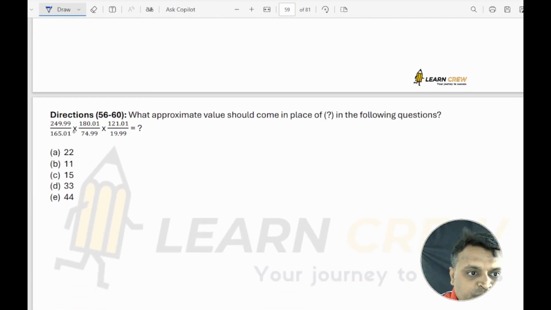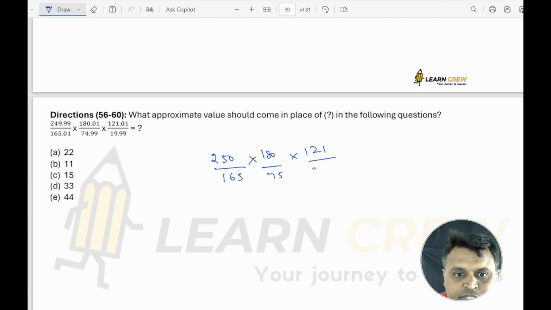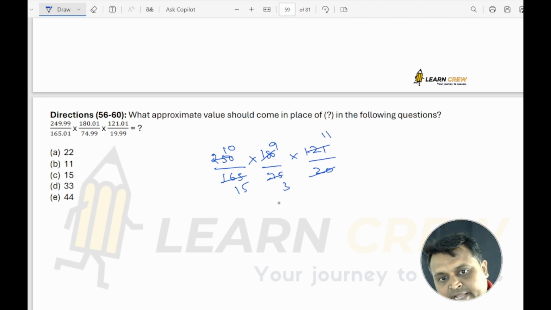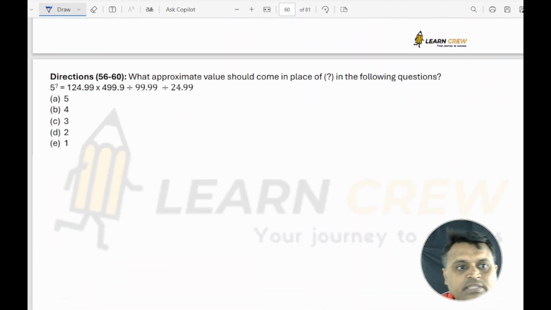Next, it is 250 by 165 into 180 by 75 into 121 by 20. So 29s are 180. Now you can say 25 3s are, 25 10s are, and it is 11 15s are, 11 11s are, and 15 3s are 45, 4 2s are 90. So 11 into 2, 22 is the answer. So answer is 22.